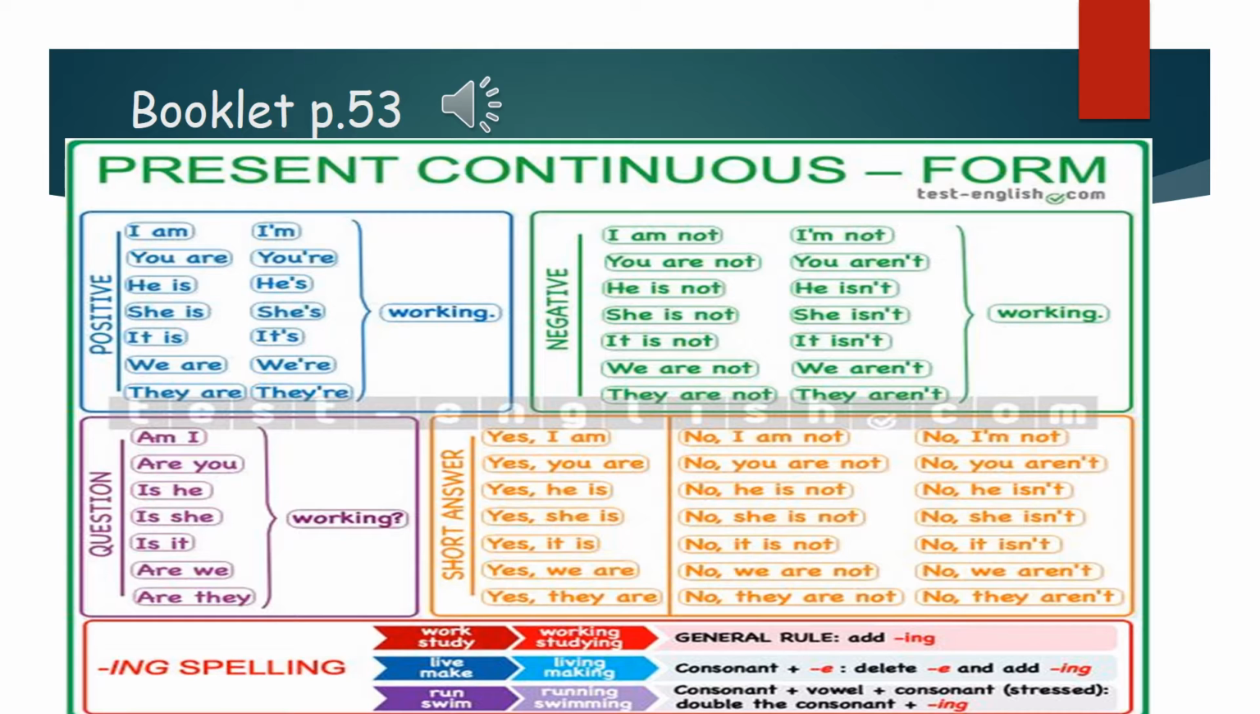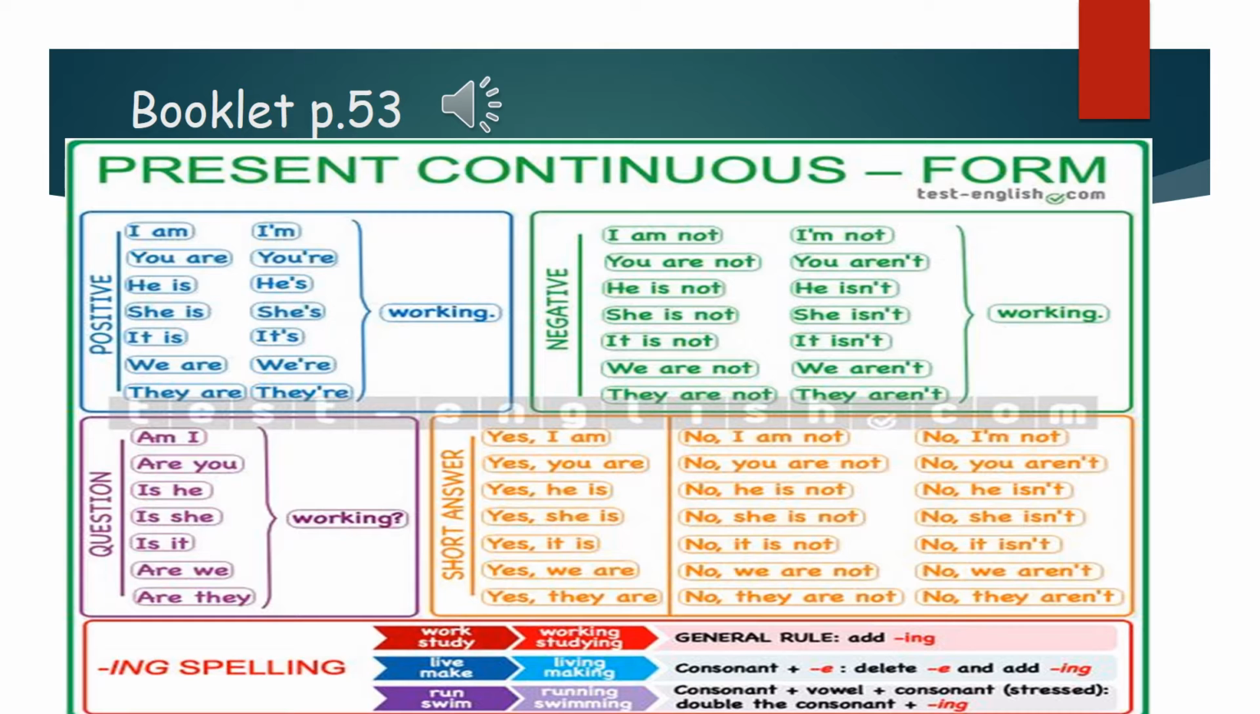I think no. Okay, look at this. Work, working; study, studying. The general rule is I just put ing to the verb. Okay, what about if the verb ends with e? I will say goodbye Mr. E and put ing. Live, it will be living. Make, making. I drop Mr. E here.